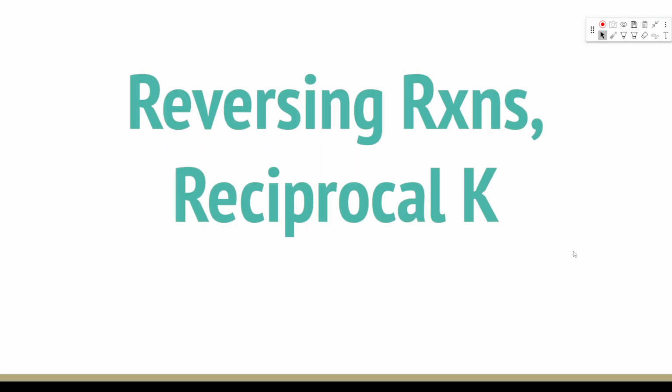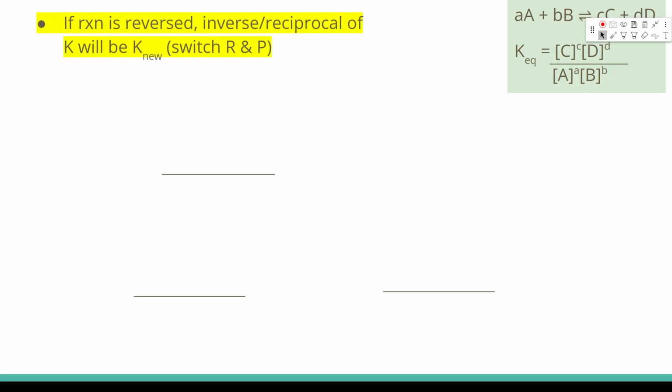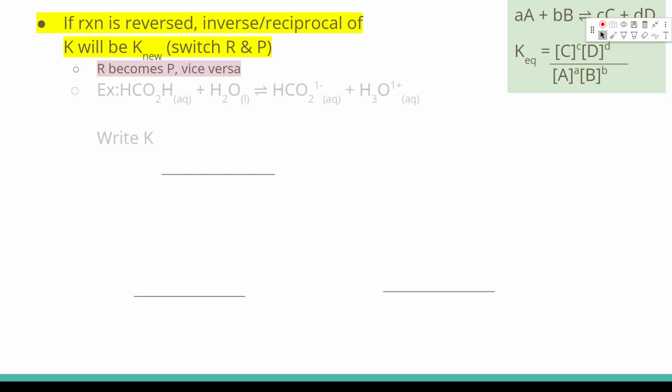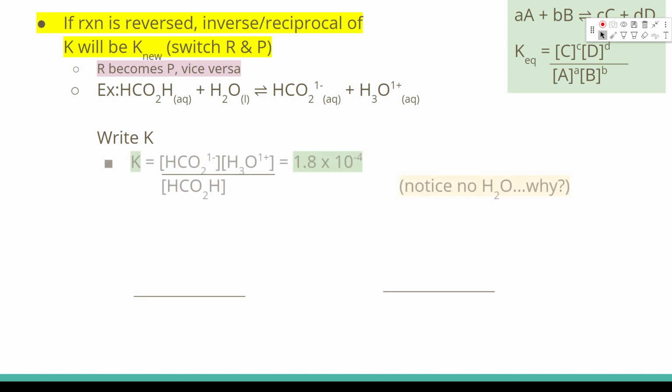Okay, if I reverse reactions, so instead of going from reactants to products, it's products to reactants, I take the reciprocal of K. We're inverting, in case you don't remember what reciprocal is. We're switching reactants and products, so reactants become products and products become reactants. Here is my example formula, and I'm going to write my K real quick. If you notice, I don't have water there. Why? Because it's a liquid, so you want to be very careful about this. We have our solutions, we have a liquid, so I'm not going to include it. I have my products over my reactants, and I'm giving you the K value for this just so we can use it as an example.